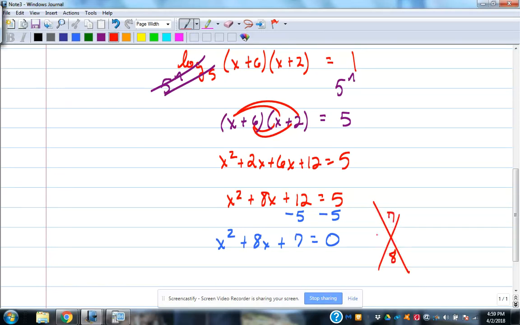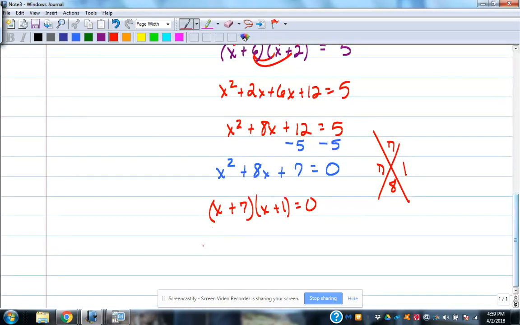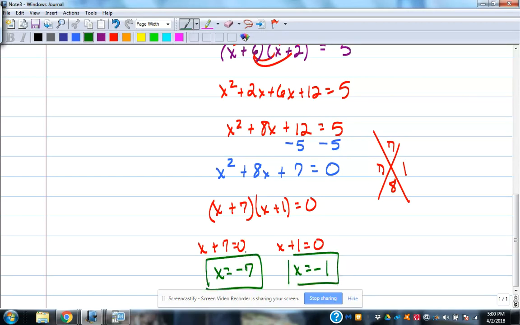Multiply to be 7, add to be 8, that'd be 7 and 1. My factors are x plus 7, x plus 1. And I solve those. Set x plus 7 equal to 0, x plus 1 equal to 0. And I end up getting two negative answers. I get a -7 and -1. I've got to check each one of them in the original problem. Go back to the original, not anything you've changed.